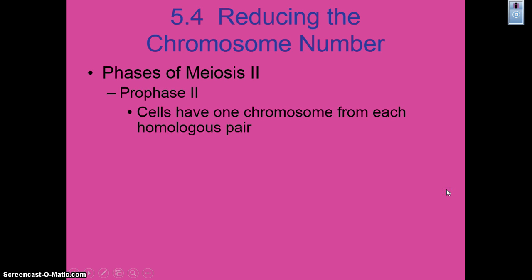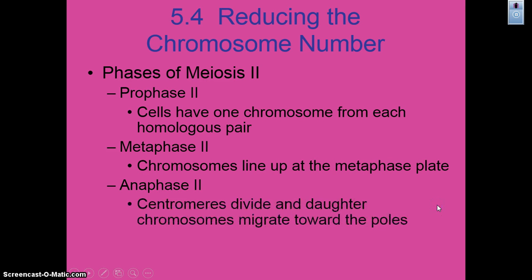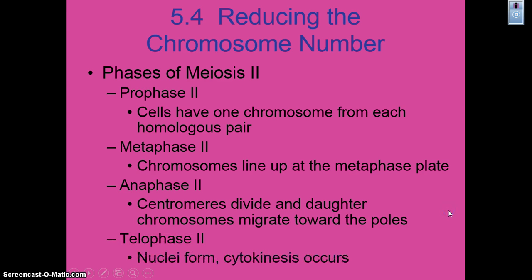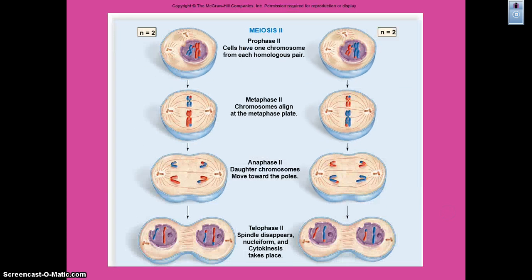Meiosis 2, you have prophase 2, so the cells have one chromosome from each homologous pair left. Metaphase 2, the chromosomes line up on the metaphase plate. Anaphase 2, the centromeres divide and daughter chromosomes go toward the poles. And in telophase 2, nuclei reform, cytokinesis occurs, and you have 4 haploid cells.